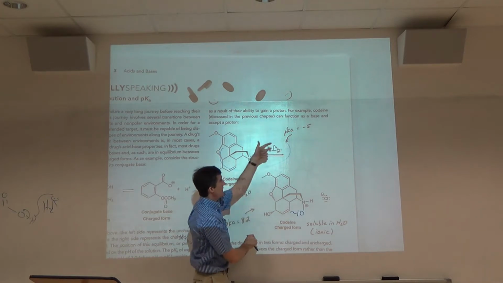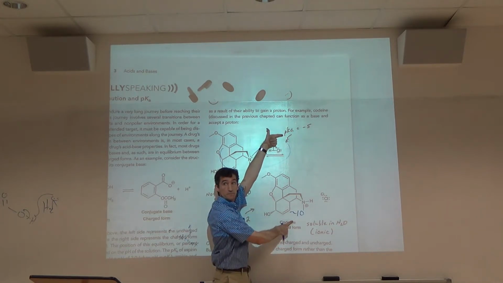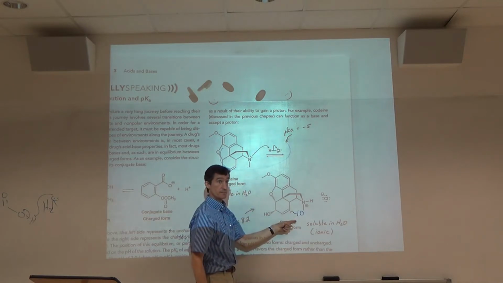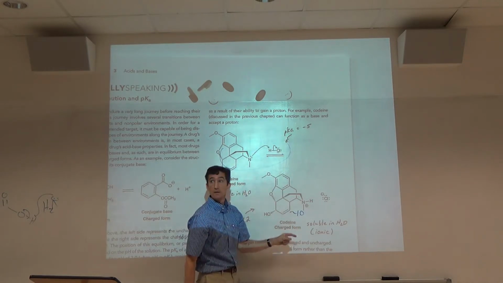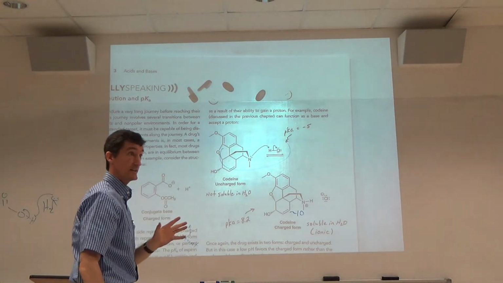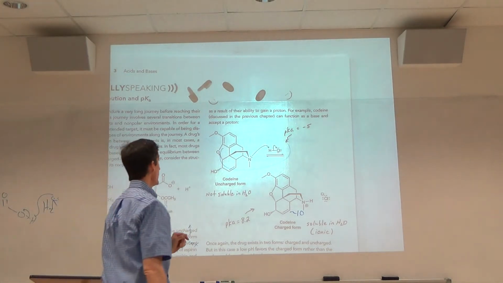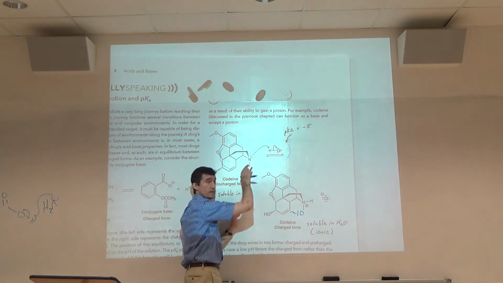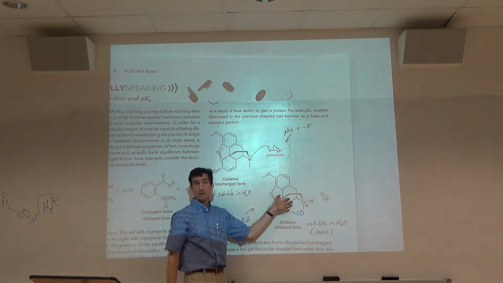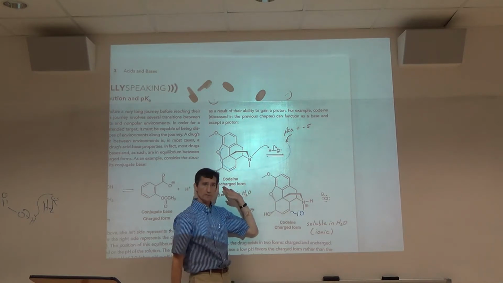Which side's favored? -5 or 10? 10. The weaker acid. By how much? 10 to the 15. That's 100 gazillion at least. Okay, that's a huge number. All right, you see, you react codeine with HCl, it's going to completely form this. That's kind of intuitive though, because HCl is a strong acid. Okay?